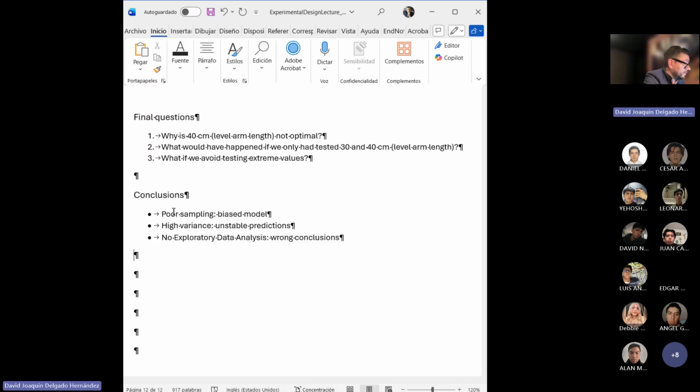And once again, in artificial intelligence, interpolation is safe, but extrapolation is dangerous, okay?